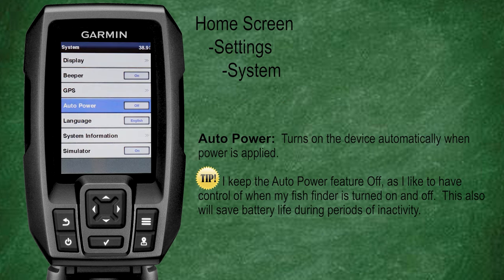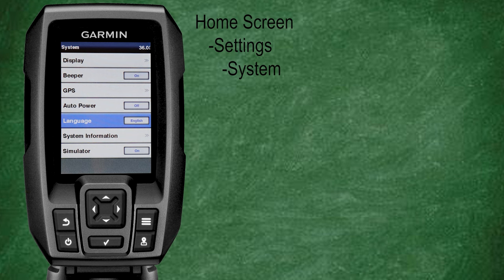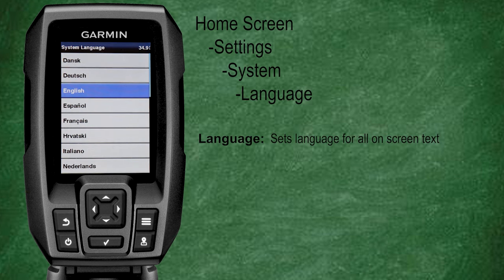Turning the auto power to on will turn on the device automatically whenever power is applied. I personally don't use this feature and keep it off, since I like to have control of when the unit powers on and powers off. Our next setting is language. Here you can set the preferred language for the text on your Garmin Fish Finder.